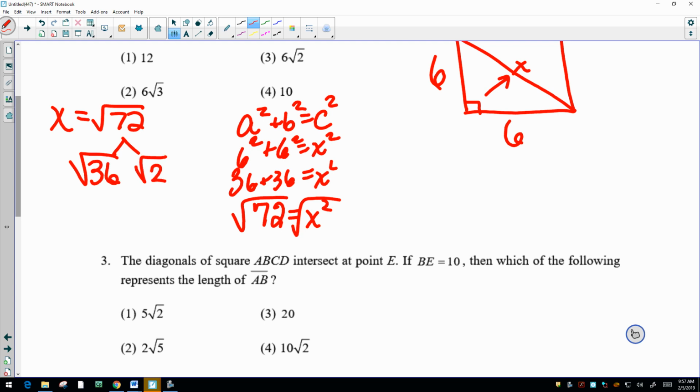Which one's your perfect square? 36. What's the square root of 36? 6. Can I simplify this 2 at all? Square root of 2? No, it gives you a random decimal. So simplifying this, now I get 6 square roots of 2, which is your answer.